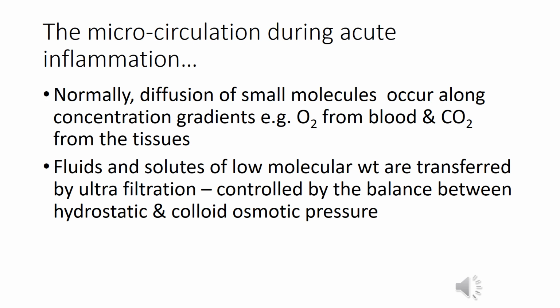So we are saying that under normal circumstances, there will be diffusion of small molecules along concentration gradients. And this will usually include oxygen molecules, glucose, or carbon dioxide. Now, when you remember what you learned in high school biology, when a molecule is moving along a concentration gradient, it means the molecules are moving from the place of high concentration to the place where the concentration is low.